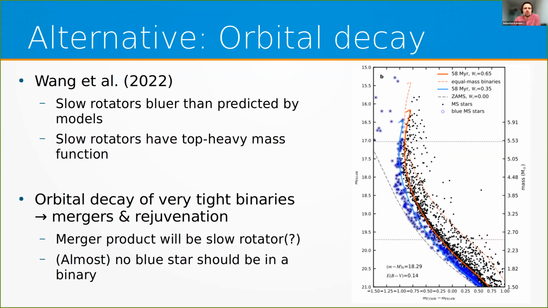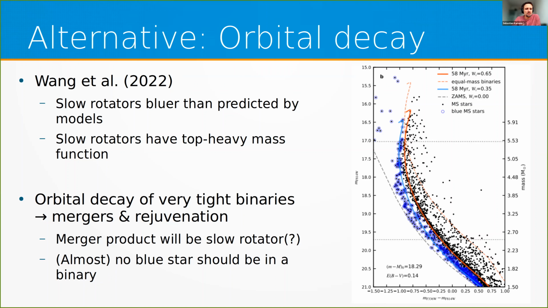And the idea that they come up with in order to explain this is that at the early cluster evolution, you have orbital decay of very tight binaries. So you have very tight binary stars that decay and merge, and this merger will then lead to rejuvenation of the star. And the merger product might also then afterwards, after it resettles, become a slow rotating star.